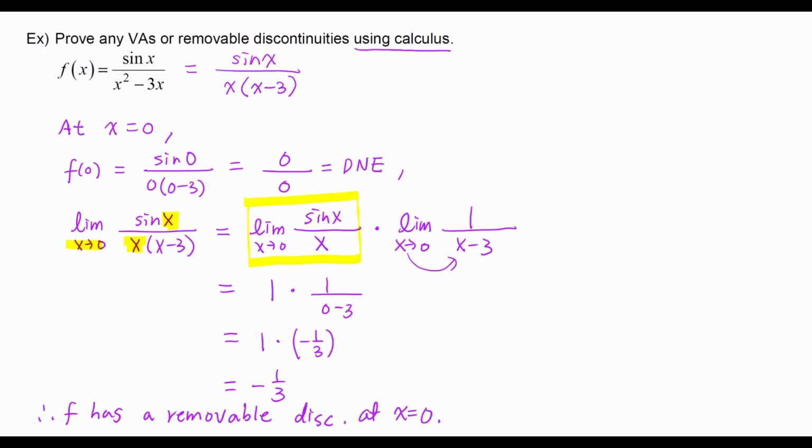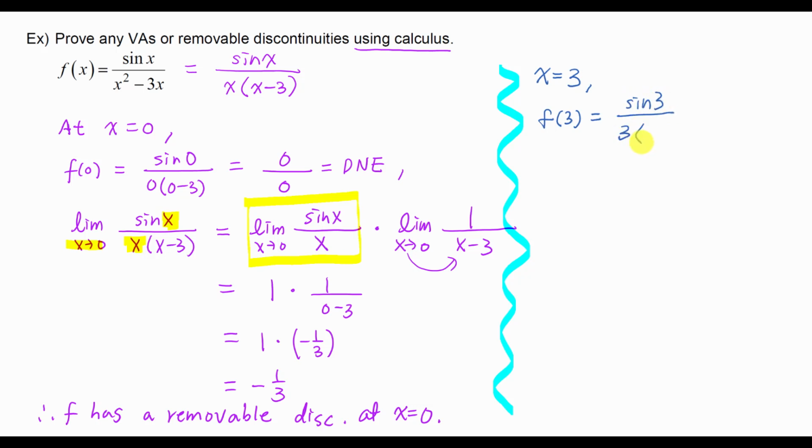Now, let's look at x equal 3. And what is f of 3? F of 3 will be sine 3 over 3 times 3 minus 3. So I get sine 3 over 0. For sine 3, make sure you put it in radian mode. And sine 3 is actually a positive number. So you're going to have a vertical asymptote here because you have a number over 0. But we have to use calculus to show that you have a vertical asymptote here.